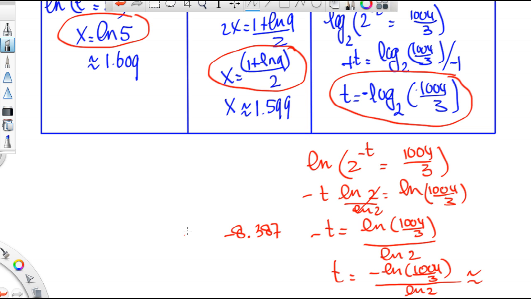Negative 8.387. So that's the calculator approximation. So I should have a little squiggly here. That's the actual answer right here. That's the most accurate answer you can give, and then the calculator approximates it to a little more than a negative 8. Okay? Thanks.